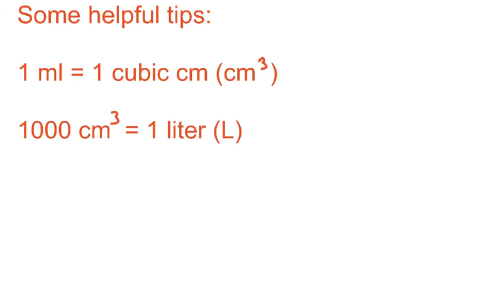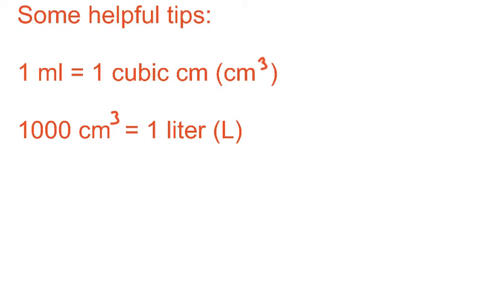Alright, so some helpful tips before we begin. Milliliters are really tiny. 1 milliliter is 1 cubic centimeter. Okay, so centimeters cubed. We put the little 3 as our exponent on our cubed, kind of our superscript. So, 1 milliliter is 1 cubic centimeter.